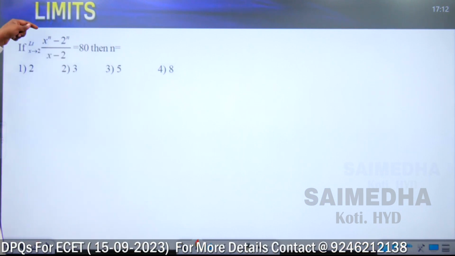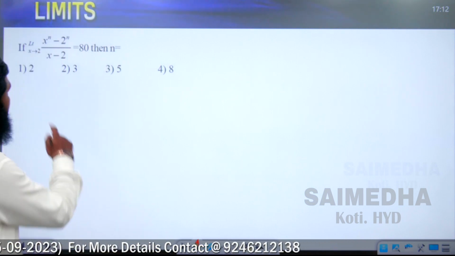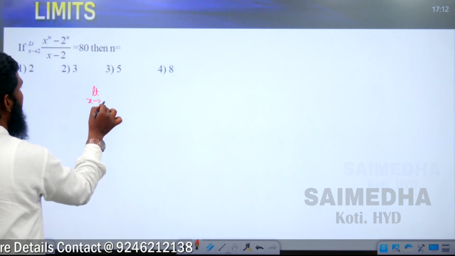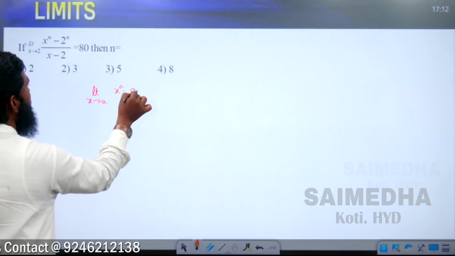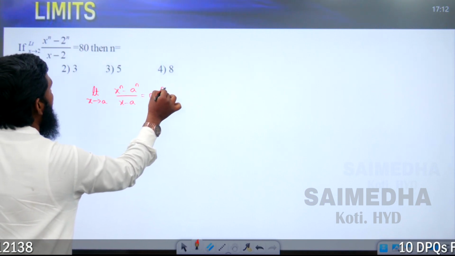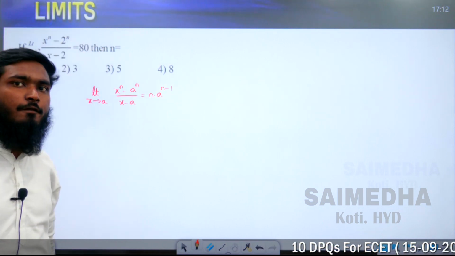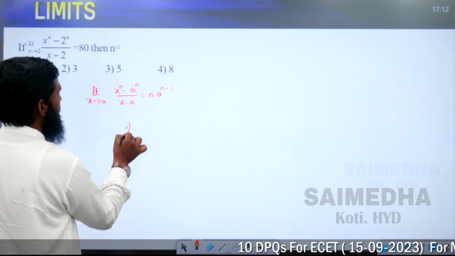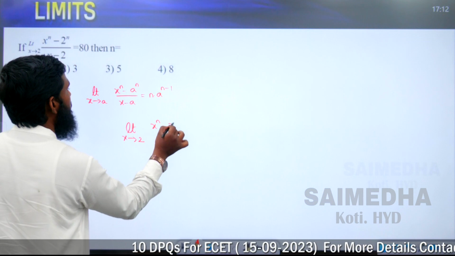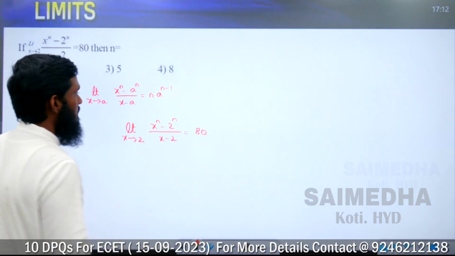Limit x tends to 2, (x^n - 2^n) divided by (x - 2) is equal to 80. Then the n value is equal to? Now it looks like the same question as before, so we apply the formula. Limit x tends to a, (x^n - a^n) divided by (x - a) is equal to n into a^(n-1). But over here the power is not given, that power only we have to find. So let us take this question now: limit x tends to 2, (x^n - 2^n) divided by (x - 2) is equal to 80.